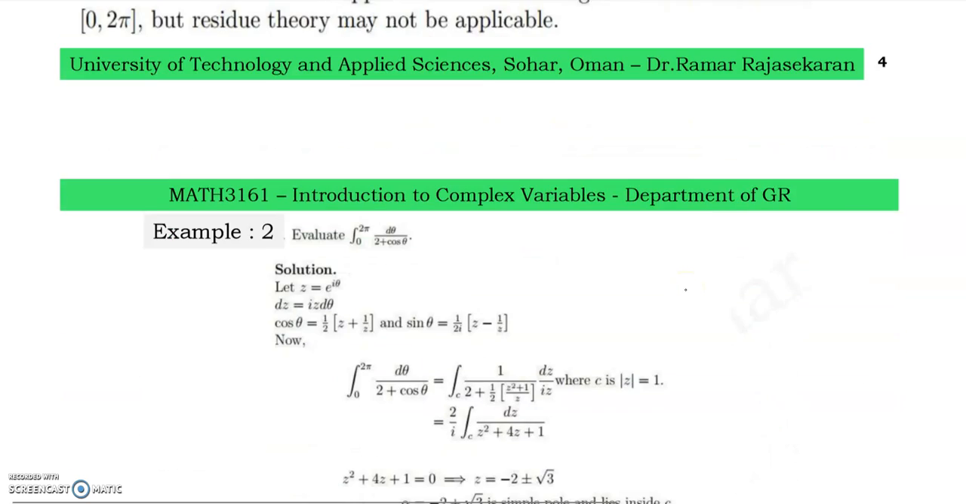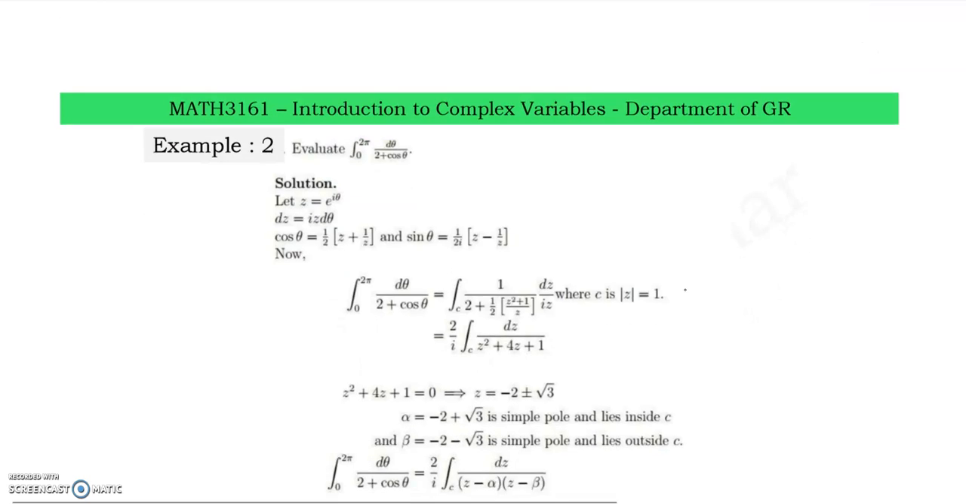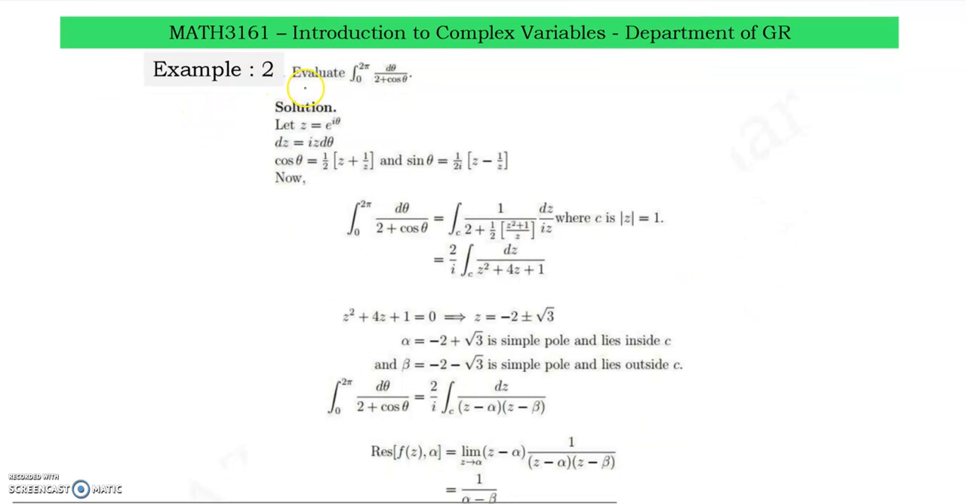That's it. Now we will see the second question. Evaluate the integral from 0 to 2 pi of d theta divided by 2 plus cosine theta. We use a similar method. Take z, 1 by z, dz, and cosine theta. Now you substitute everything, do the simplification, and you will get one function.